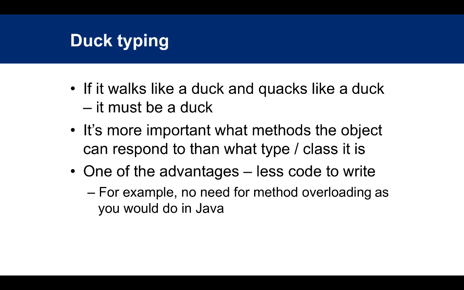Now, Ruby also has this concept called duck typing: if it walks like a duck and quacks like a duck, it must be a duck. So there's less emphasis on exactly what class it is. It's more important what methods the object can respond to. We'll see an example of that. One of the advantages of this is that there's less code to write. For example, there's no need for method overloading as you would do in Java.